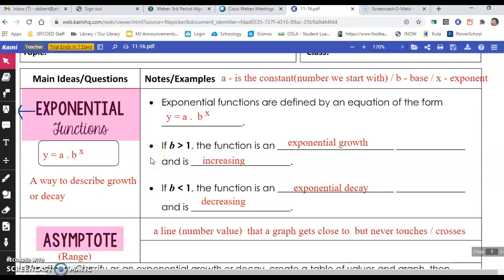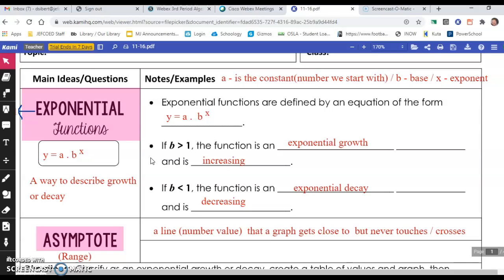A, guys, that is our constant. Okay? That is our constant. It's also the number that we start with, sometimes. All right. B, that's our base number. You guys know anytime that we have a value with an exponent, that is considered to be your base number. And then obviously the x in the equation, that's the exponent.